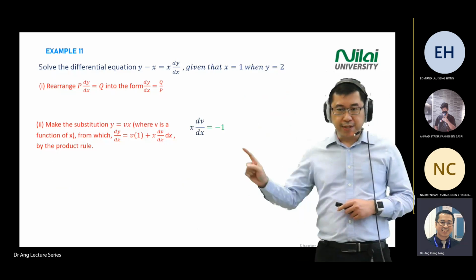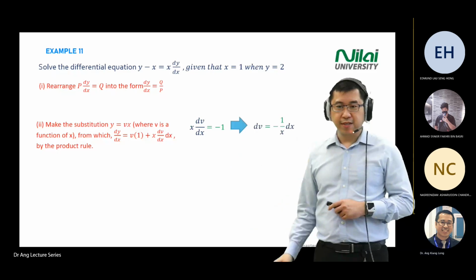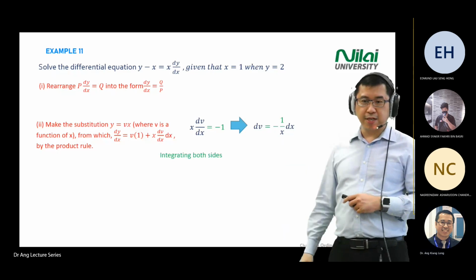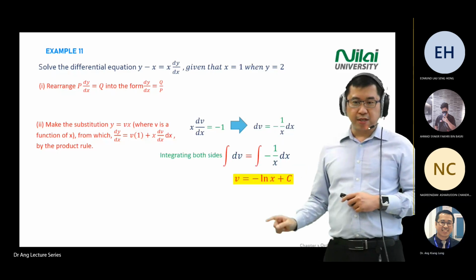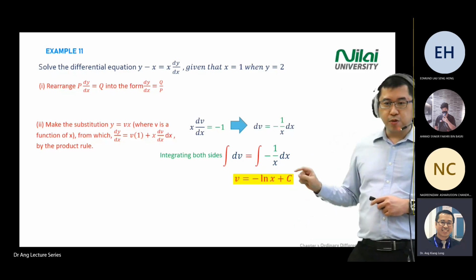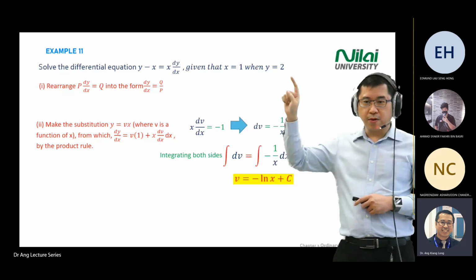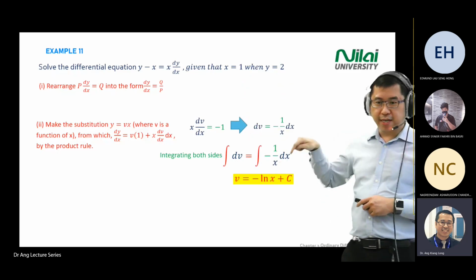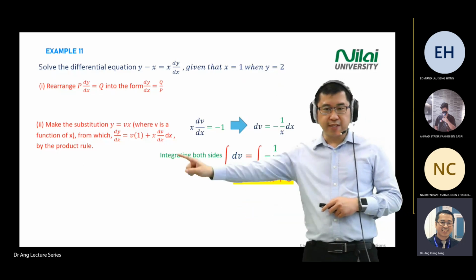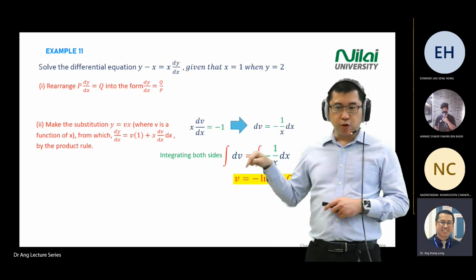After you get this one, the purpose is to integrate this one. You pull your dv one side, dx one side, put in integration, you'll get what is your v. V equal to something plus c. How to solve c? Go back to the question, look for x equal to what, y equal to what, substitute inside there, solve for c. Again, how to find v? Don't forget previous step, you already say y equal to something. So substitute back what is your v.